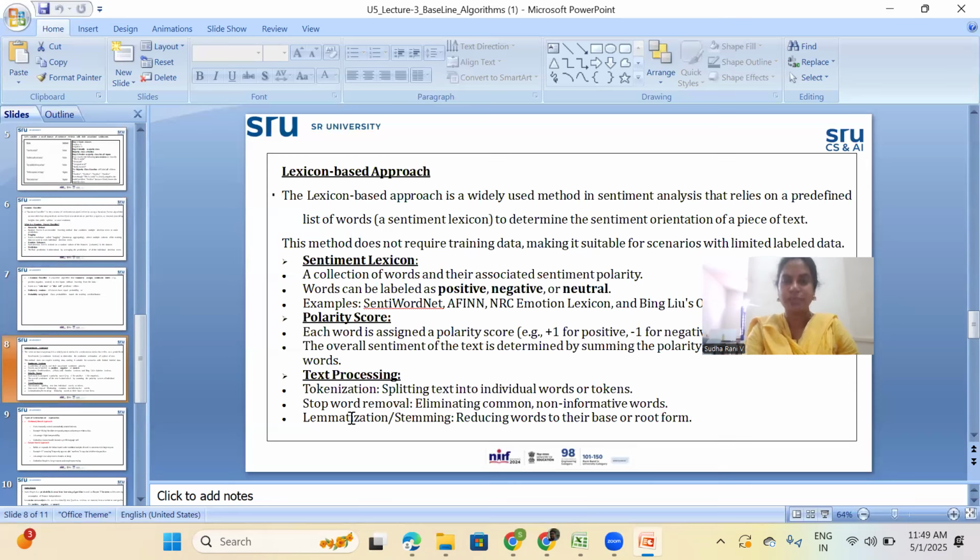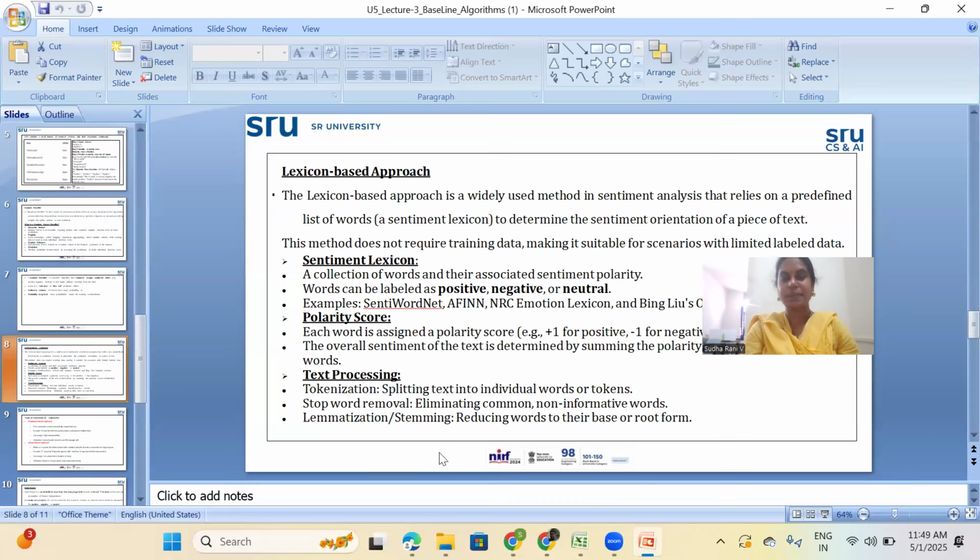Second step is stop word removal, eliminating common non-informative words. Take the example, "Are you coming today?" Words like "is", "that", "are", "them", "where" are non-informative. Such common, non-informative words we delete and generate only keywords. That concept is called stop word removal.